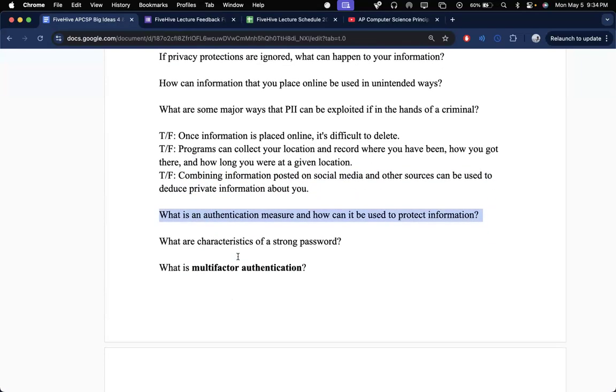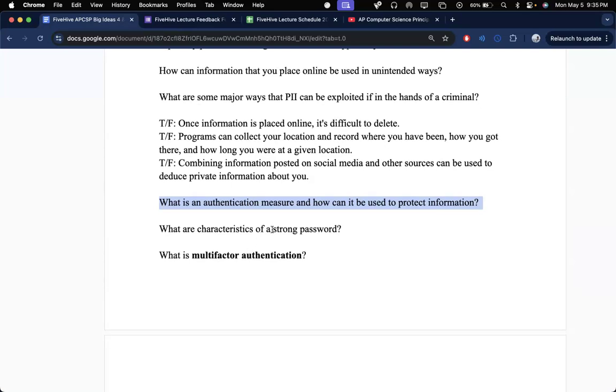So, an authentication measure. How can we use authentication measures to protect our information? So, first of all, what is an authentication measure? A password, right? That's a great example. Yeah. So there are ways that we can protect devices and information from unauthorized access, essentially, right? So yeah, biometric, physical, passwords, steps you take to secure your info. That's a great way of putting it. Absolutely. So examples, like we said, are passwords and multi-factor authentication, right?